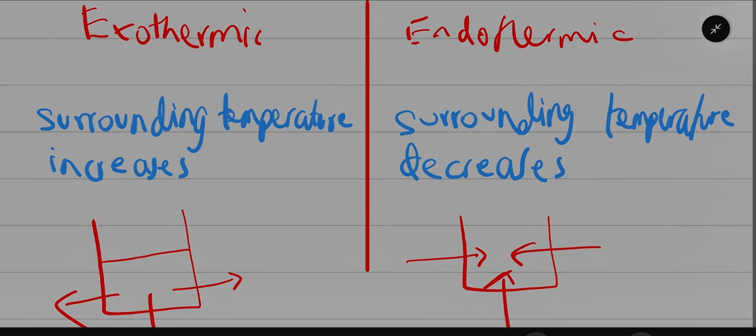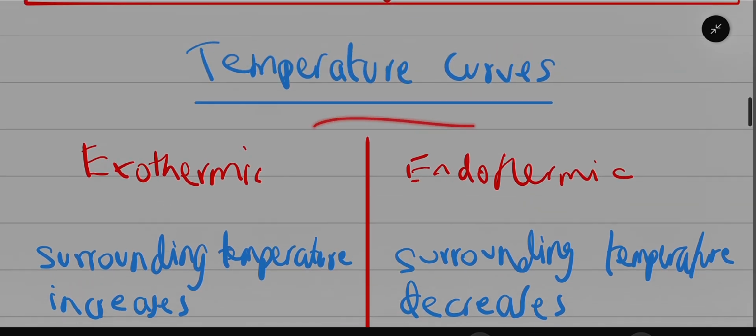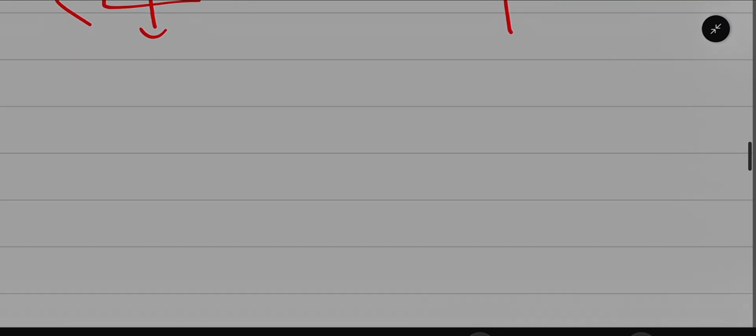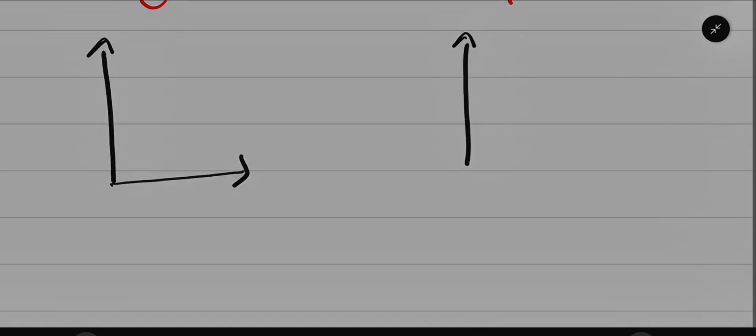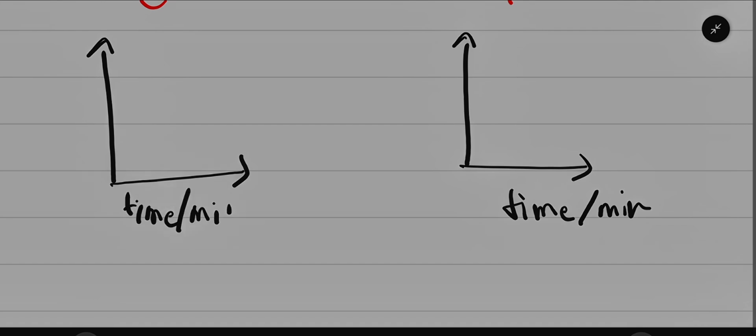So this can very much be plotted on a graph as well, hence the temperature curves that we're studying. It is a graph indirectly. So let's go ahead and draw the graph. It's very simple. Draw two separate graphs for exothermic and for endothermic. Let's label them: time in minutes on the x-axis, as well as temperature on the y-axis in degrees Celsius.